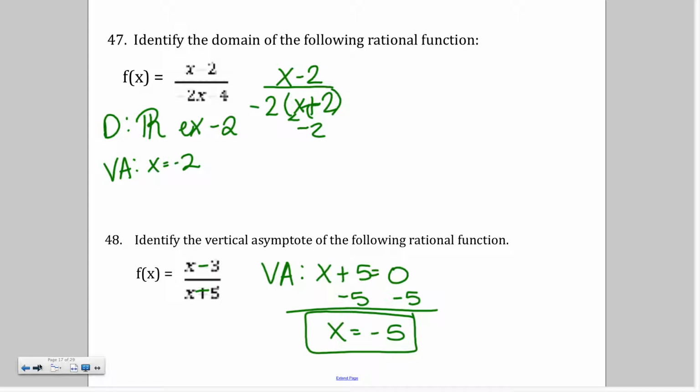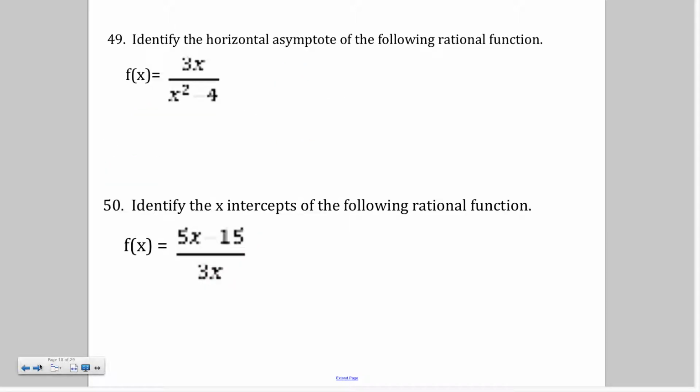All right, number 49. Find the horizontal asymptote. So we're just looking at our exponents. We have a 1 here and a 2 here, so the bottom is bigger. We have a horizontal asymptote at 0.